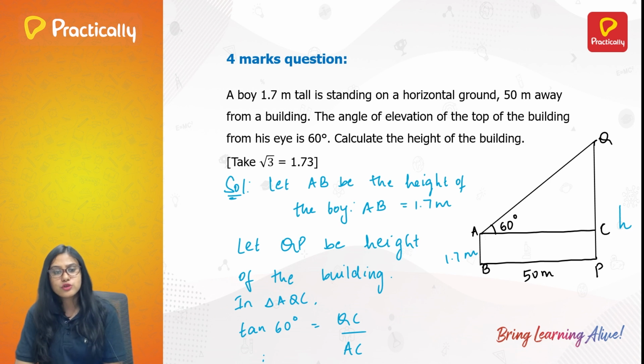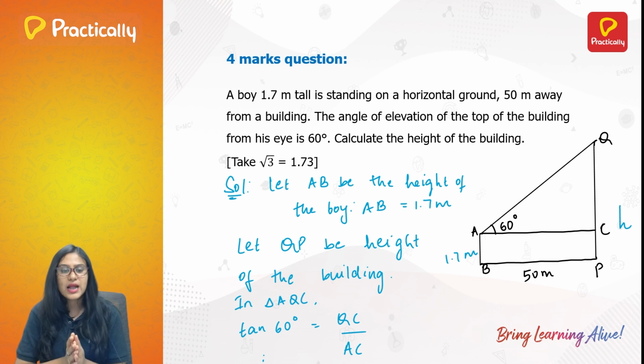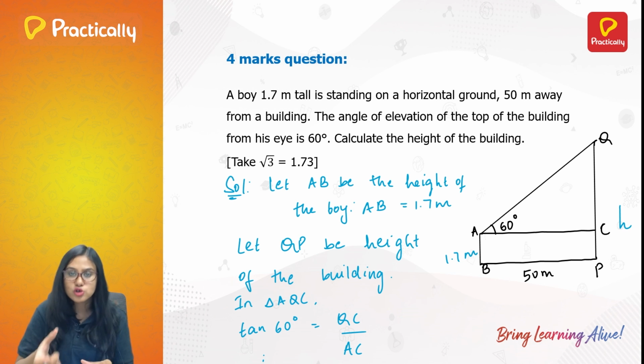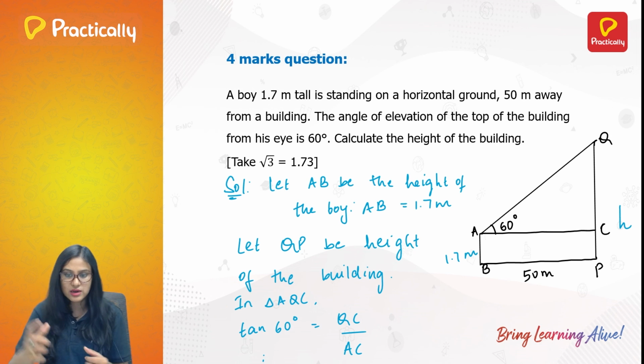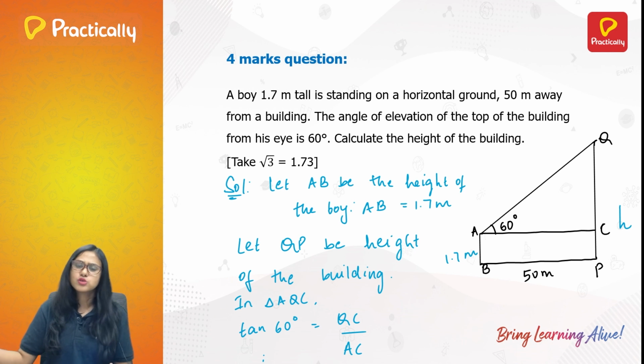Again, this is a question from applications of trigonometry. Draw the figure, label it properly, and just do it step by step. Let AB be the height of the boy, AB equals 1.7 meters. Let QB be the height of the building. Now in triangle AQC, you use trigonometric ratios to find QC length, right? So tan 60 degrees equals QC by AC. We know AC equals 50 meters. So keep on solving till you get the answer. At the end, you can write: thus the height of the building is so and so.